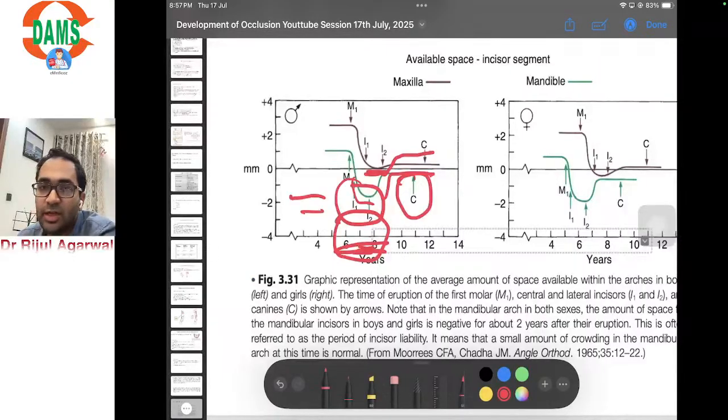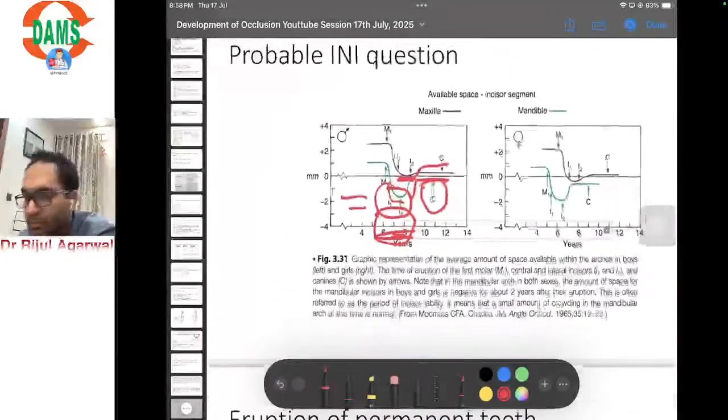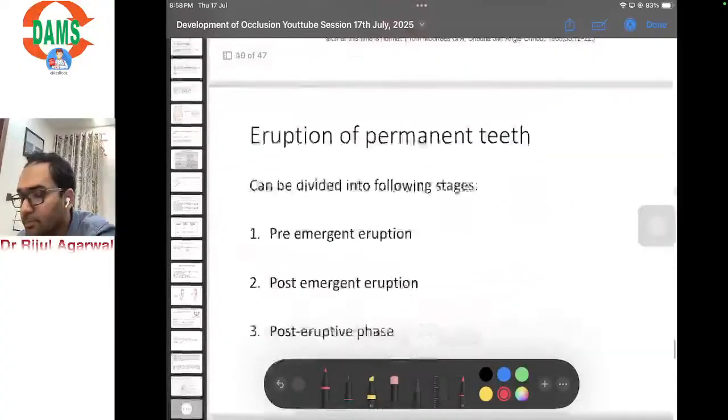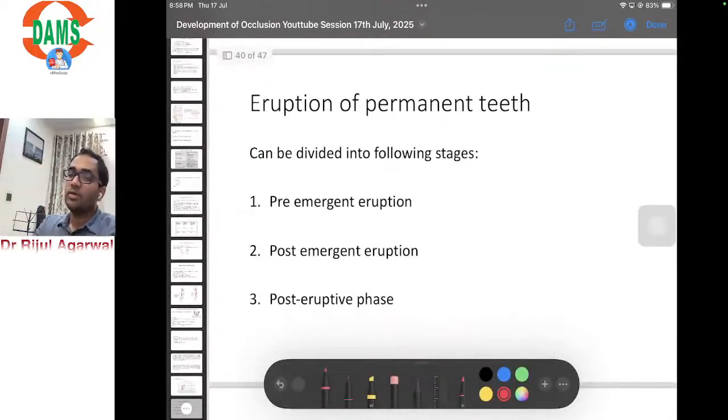So this is telling you about the available space in the incisor segment, how it decreases when the permanent incisor erupts and increases when the canine erupts. I hope these graphs are clear. They are very, very important for your exam. They can hide any value and ask.